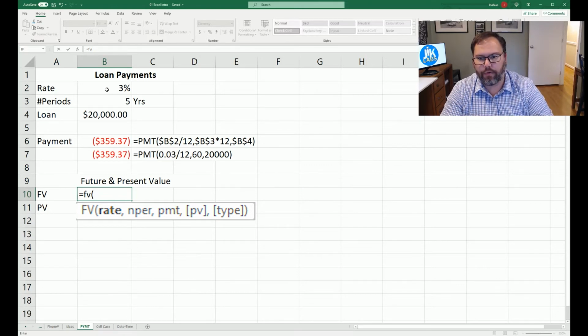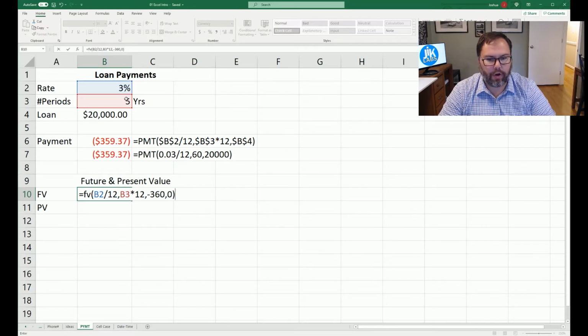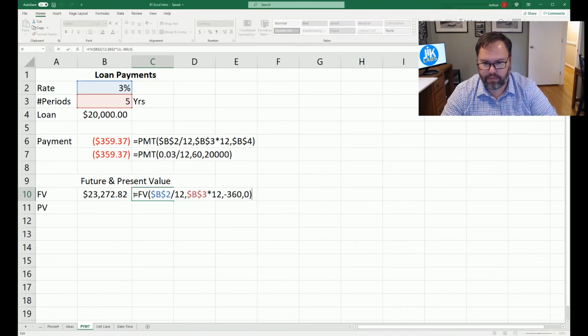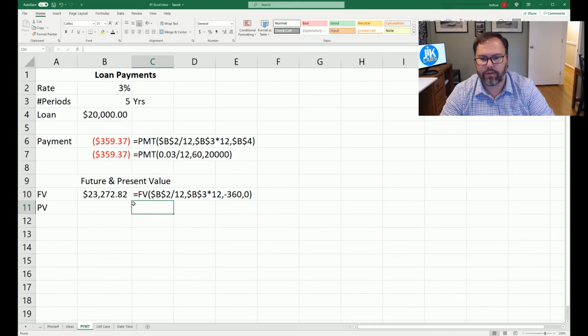So once again, the rate is going to be 3 divided by 12. Number of periods: we're going to pay ourselves $360 every month, so we're going to say 5 times 12. Our payment is minus $360 because we're paying that, and our present value is $0. Close out that formula and hit enter, and in 5 years we should have $23,272 and change. We're going to add in the apostrophe so you can see that function.